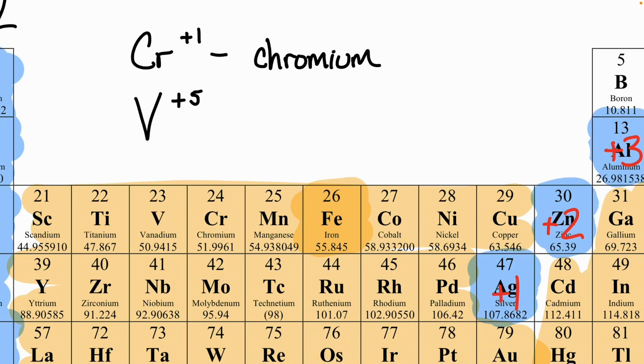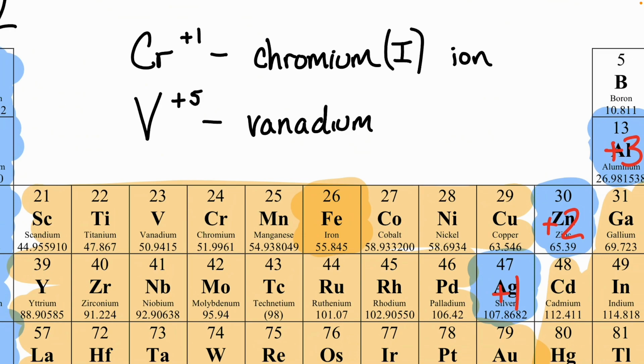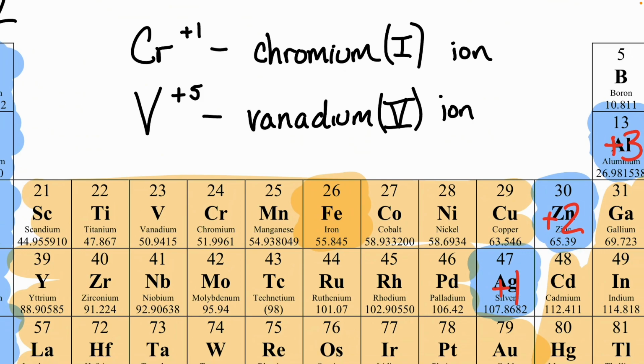Since chromium is a type 2 ion, I have to put that charge into its name. So this is the chromium 1 ion. V, pretty cool sounding one, vanadium. Since it's a type 2, I gotta build that charge into the name. So vanadium 5 ion. All right, and I know we're all experts at Roman numerals because it's just the most useful skill that we learned back in elementary school. But let's just real quick do a little cheat sheet of Roman numerals.